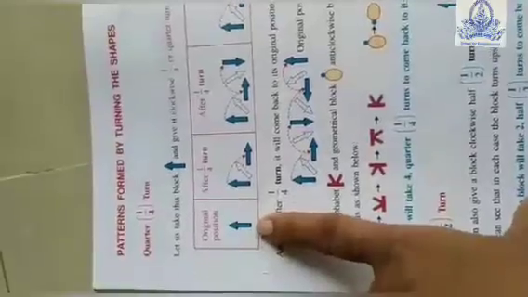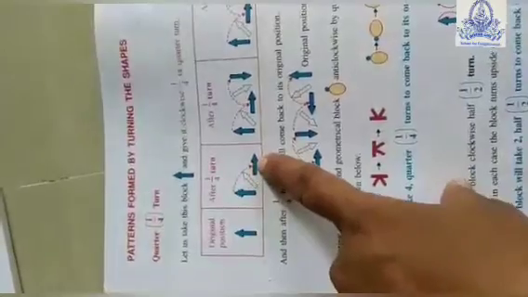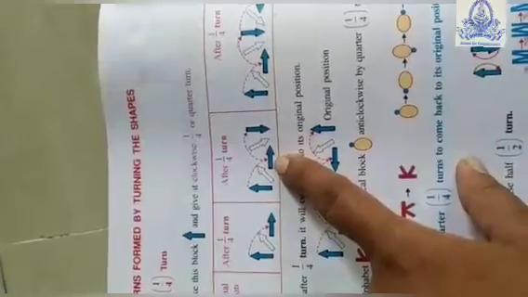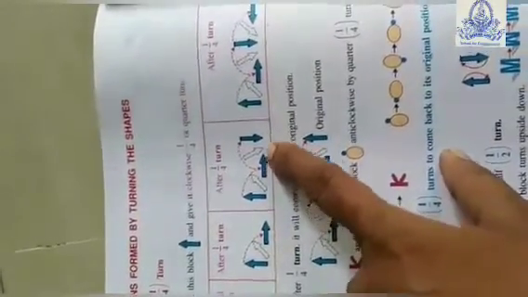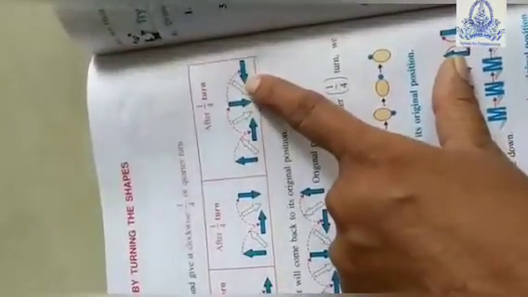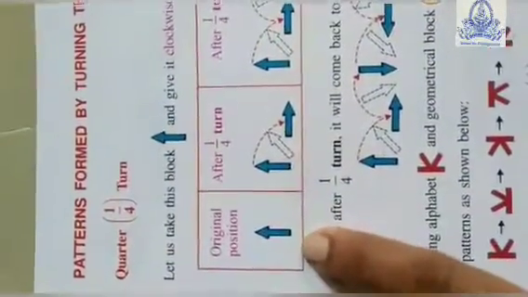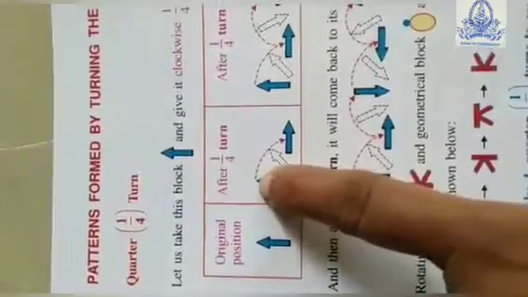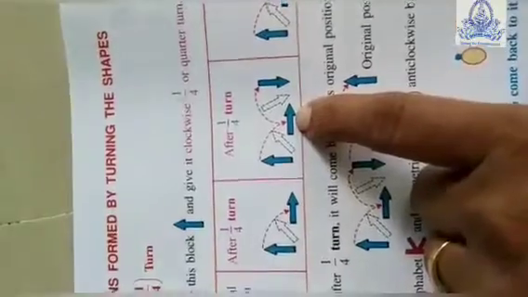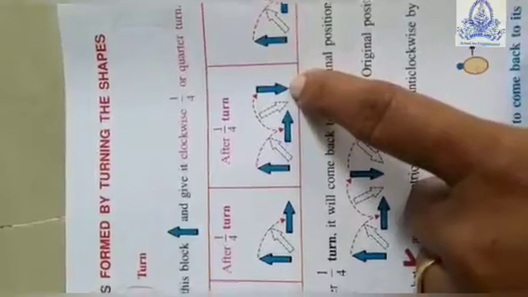Okay, see, this is the original position, and when we turn 1/4, then this arrow will go this way. After again 1/4 turn, the arrow will go down, and again if you take 1/4 turn, then this will come this side. Understood? See, this is the original position. Then 1/4 turn, it will move from this to here. It is this arrow, you can see. Then again you do 1/4 turn, it will show like this arrow.